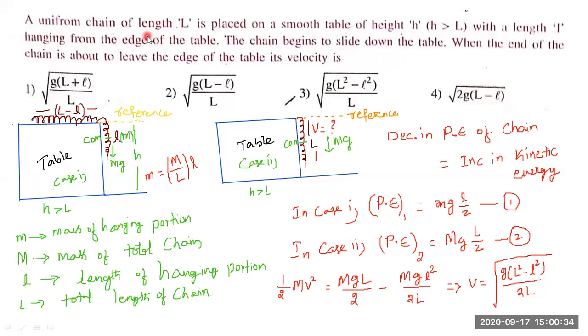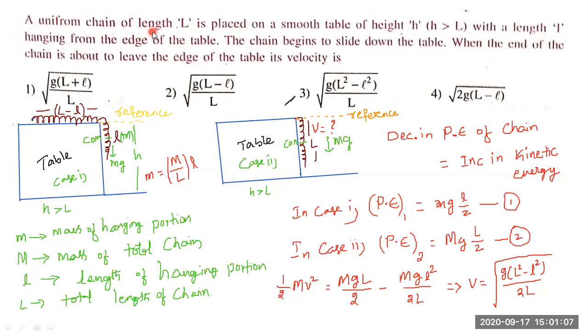Students, here the data given in the problem is described in two cases. Concentrate on case 1 here, students. According to the problem, in case 1, L portion of chain is hanging freely. And in case 2, students, total length of the chain is falling like this. For getting more clarity about this diagram, students, let us read the problem once.